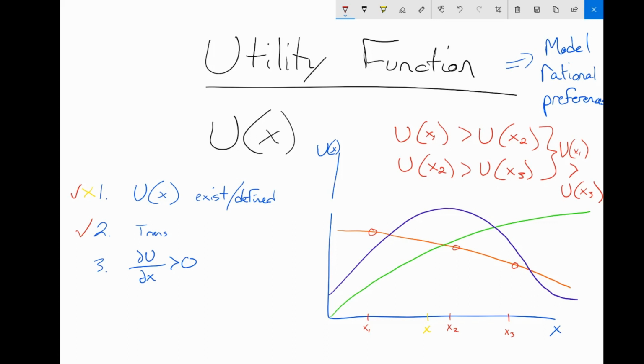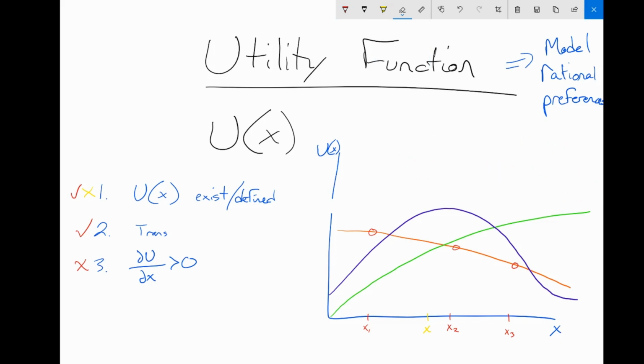Now what about it being an increasing function? Based on non-satiation, or like I said, more is better, the function has to be increasing. It means as x gets bigger, the function should get larger. That means utility should go up. But the red line is going down. It's a decreasing function, so it doesn't work. Red is ruled out. Red does not satisfy what we need as a utility function.